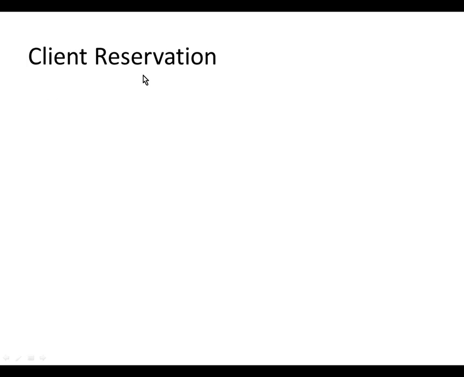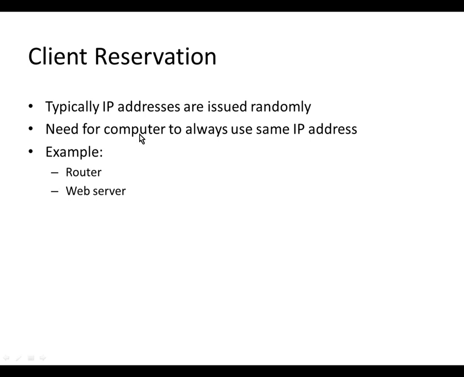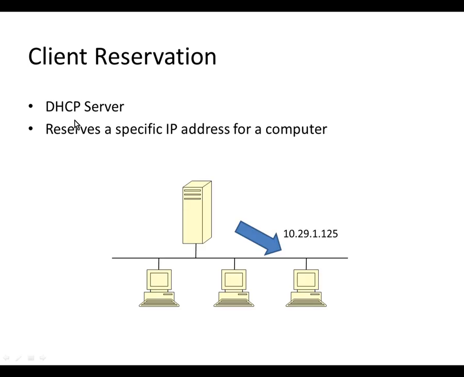Let's now discuss what's meant by a client reservation. Typically, IP addresses are issued randomly. But sometimes you want certain computers to always get the same IP address. A perfect example for that would be either a router or a web server. So with a client reservation, the DHCP server reserves a specific IP address for a specific computer, so this computer, such as the router or the web server, always gets the same IP address from the DHCP server.